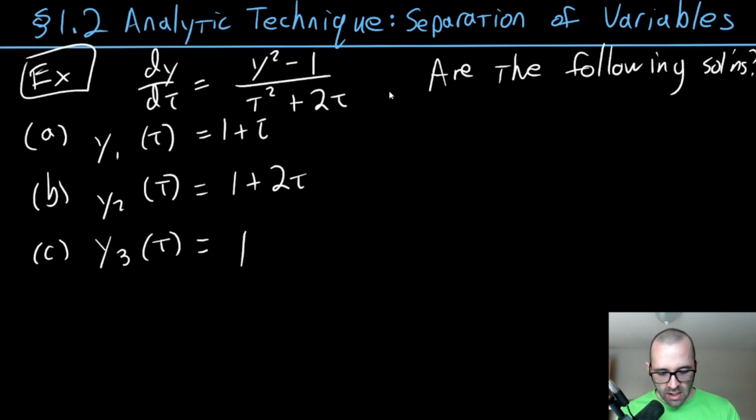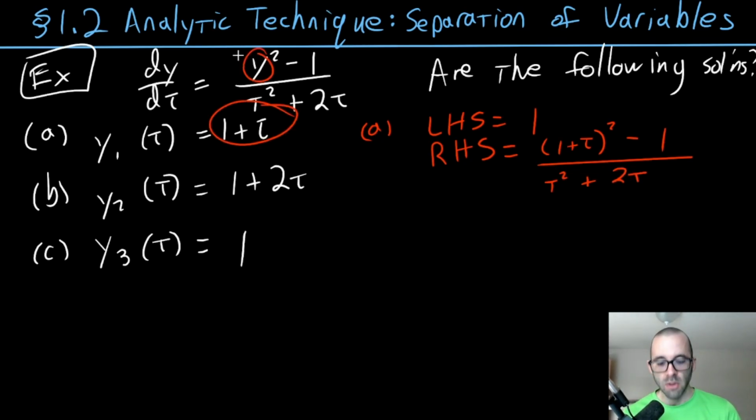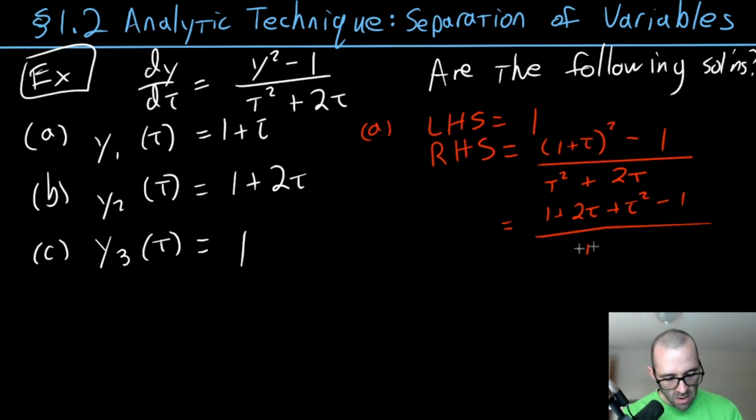All right, let's start by checking letter A. For letter A, we're going to look at the left-hand side first. What's the derivative of y with respect to t for this y? The derivative of this with respect to t is just 1. And the right-hand side is this. If y is 1 plus t, what does this become? We're going to have to do some algebra. There's going to be y squared, which is (1 plus t) squared, minus 1, all over t squared plus 2t. We're just substituting this function in for y. And doing some algebra, we'll get 1 plus 2t plus t squared minus 1, over t squared plus 2t.